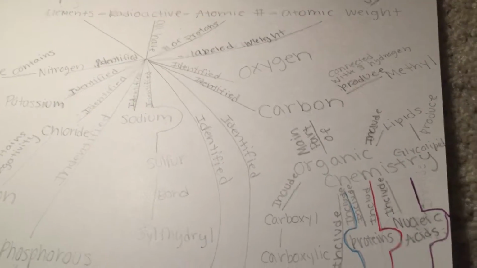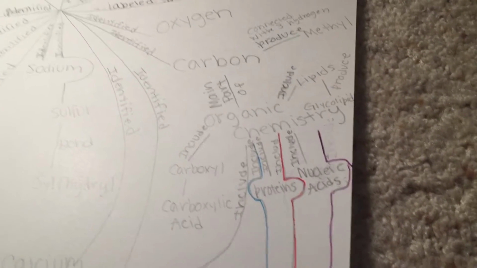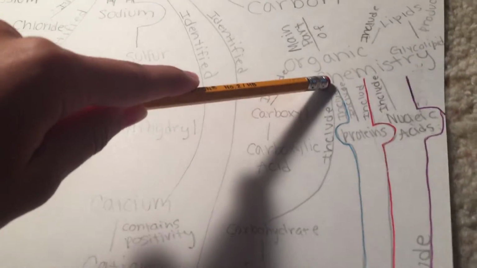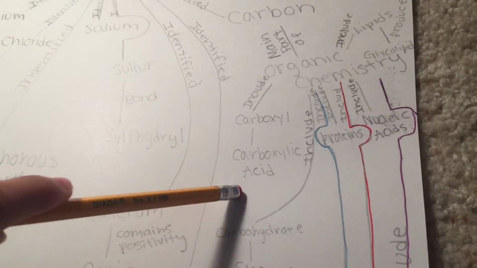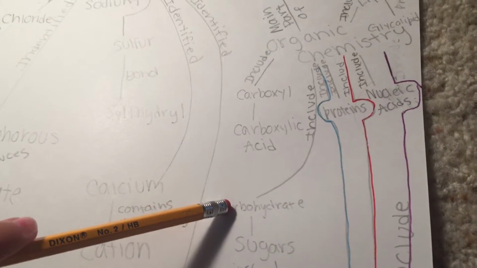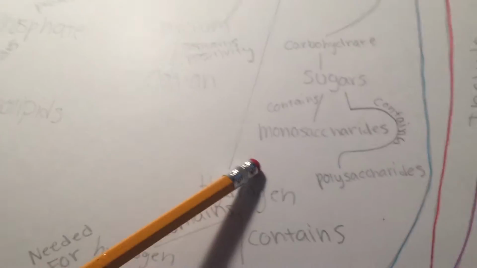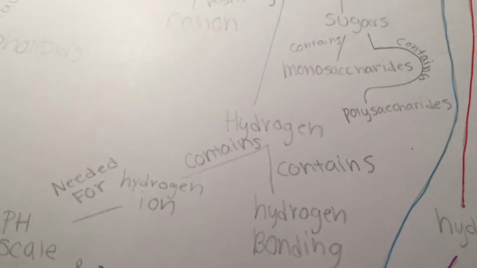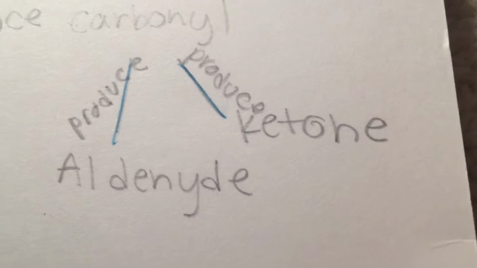Then coming up to the carbon, that's where my graph gets really big because it connects to organic chemistry, because organic chemistry has to have carbon in it. That's the main part of it. From organic chemistry, I had a lot of things come out of it, which include carbon dioxide to carbonic acid. Then I went to carbohydrates, which comes to sugars because it's a part of sugars, and it contains either monosaccharides or polysaccharides. It's divided into two right there. Then right here I come down to carbonyl, and it produces either aldehyde or ketone. I'm not really sure how to say these words correctly.